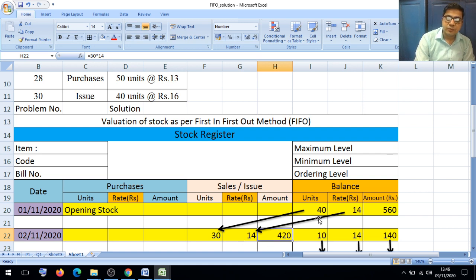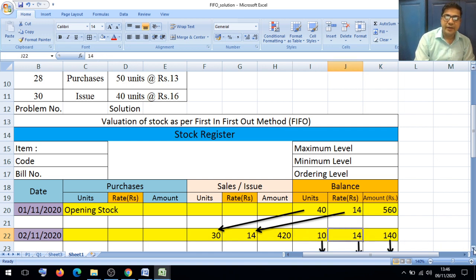Now from these 40 units, 30 units were sold, 10 units are remaining. The balance rate is the same. From this 560, 420 rupee value of the units were sold. 420 is the rupee value. 560 minus 420, the remaining is 140, or you can multiply 10 into 14, it is 140.